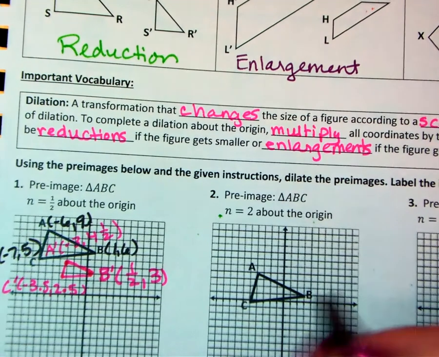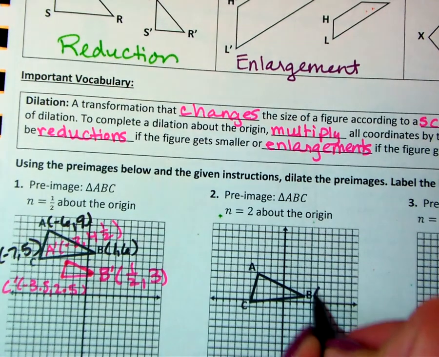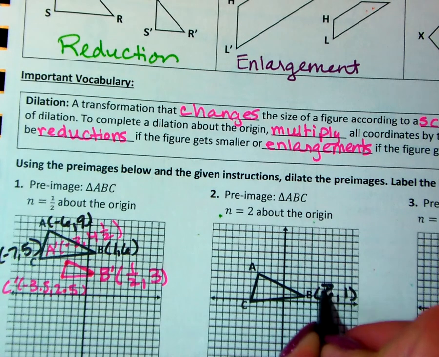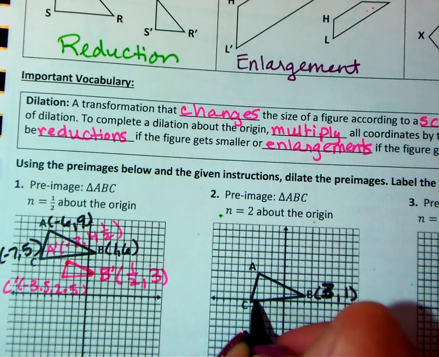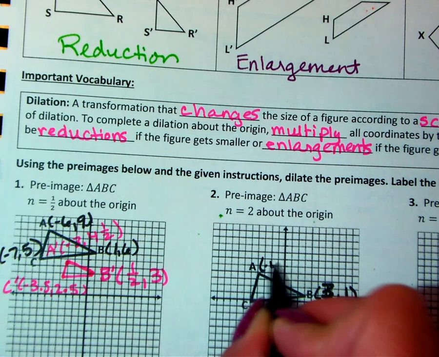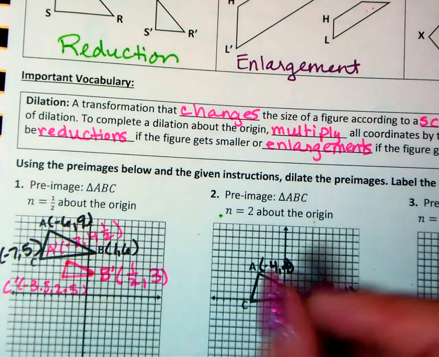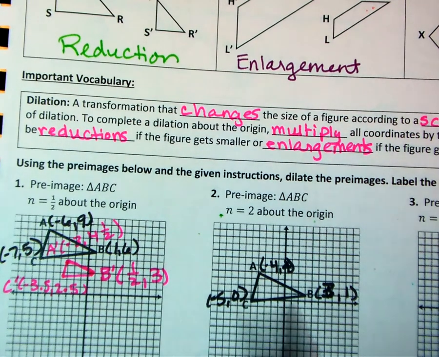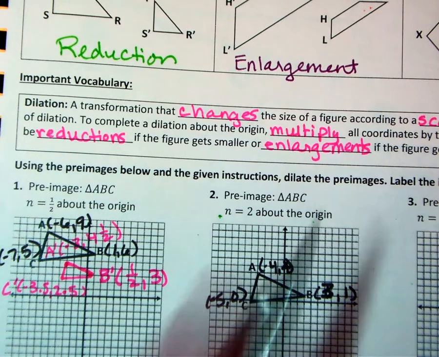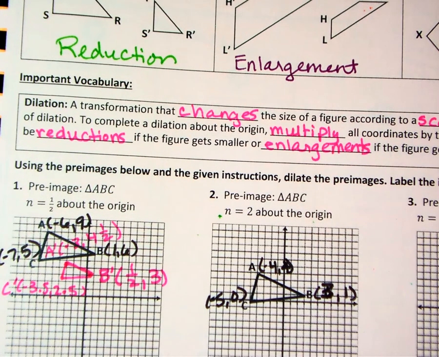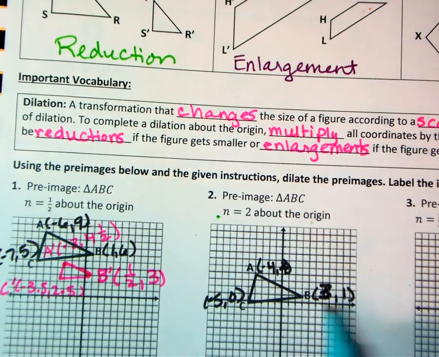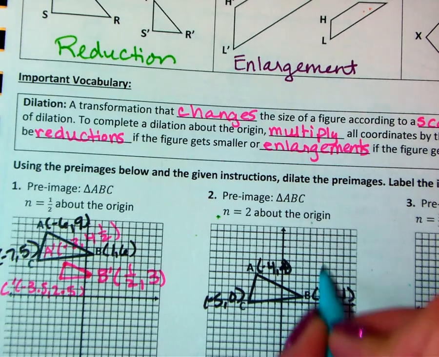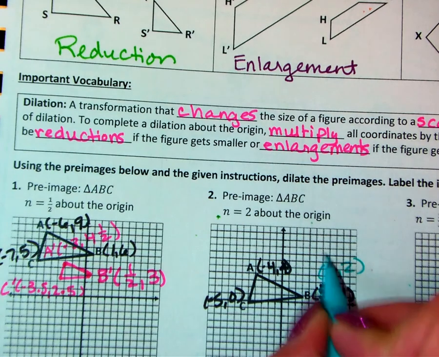Okay, give my coordinates here. 3, 1, sorry, 3, 1. Negative 4, positive 4. And then negative 5, 0. Okay, so that's my pre-image. N equals 2, so what's going to happen here, we're going to enlarge, so we're going to double everything. So 6, 2, it's going to be in the way, so 6, 2 is my B prime.